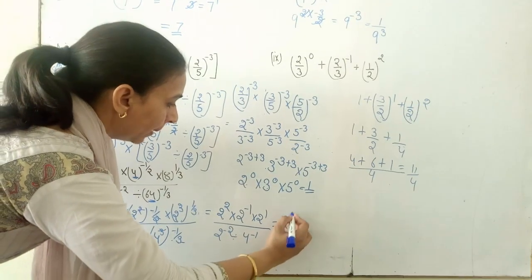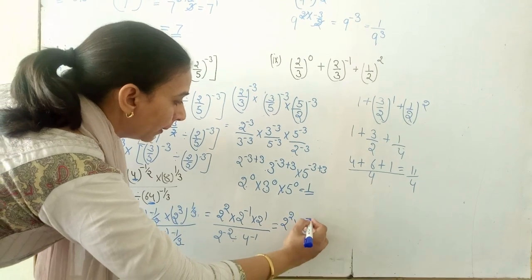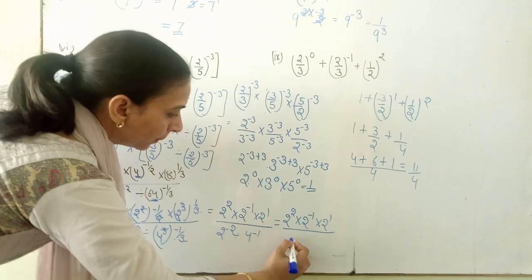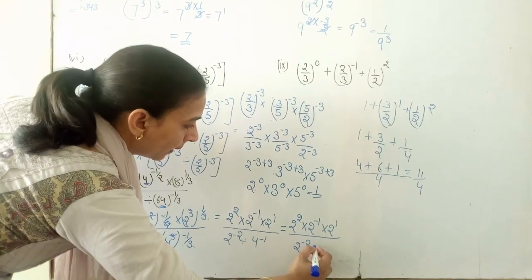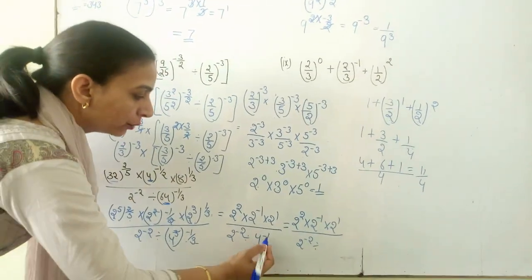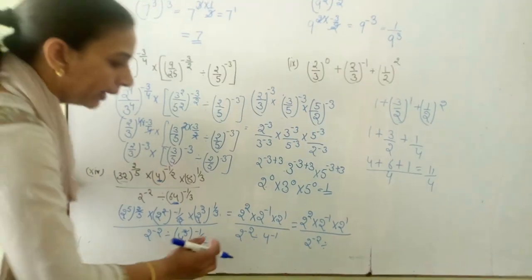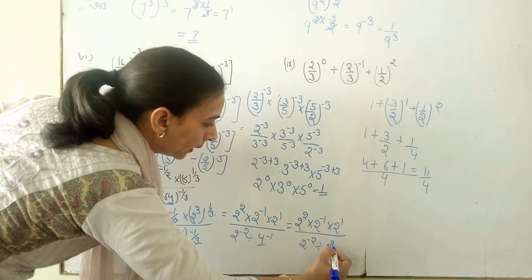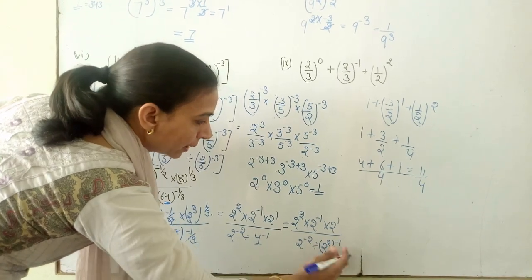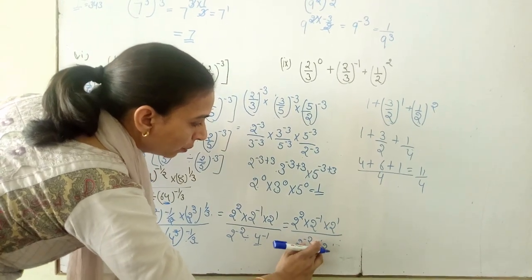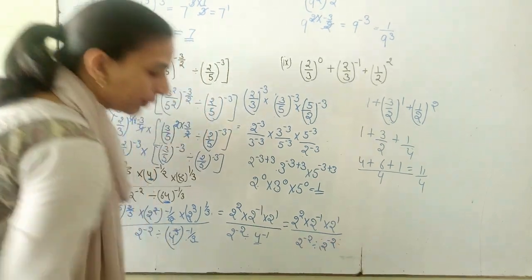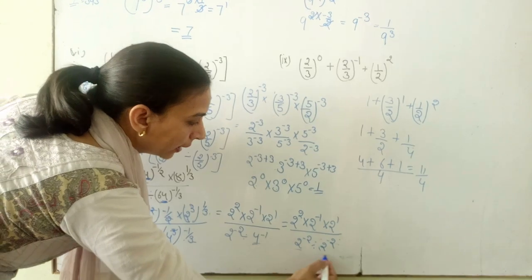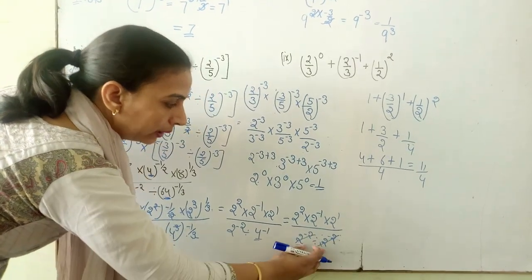First we solve it. 2 raised to the power 2 multiplied by 2 raised to the power minus 1 multiplied by 2 raised to the power 1, 2 raised to the power minus 2 divided by 4 raised to the power minus 1. Student, in place of 4 we can write 2 raised to the power 2 and raised to the power minus 1, and we can write this as 2 raised to the power minus 2. Then 2 raised to the power minus 2 cancels, leaving only 1.